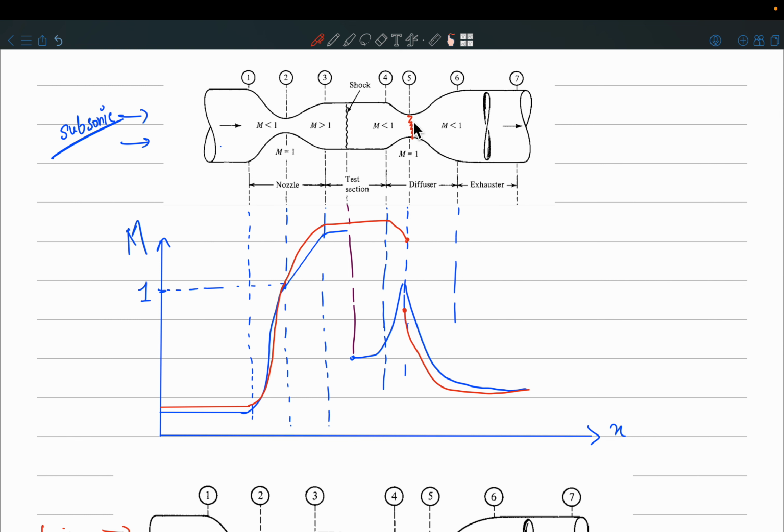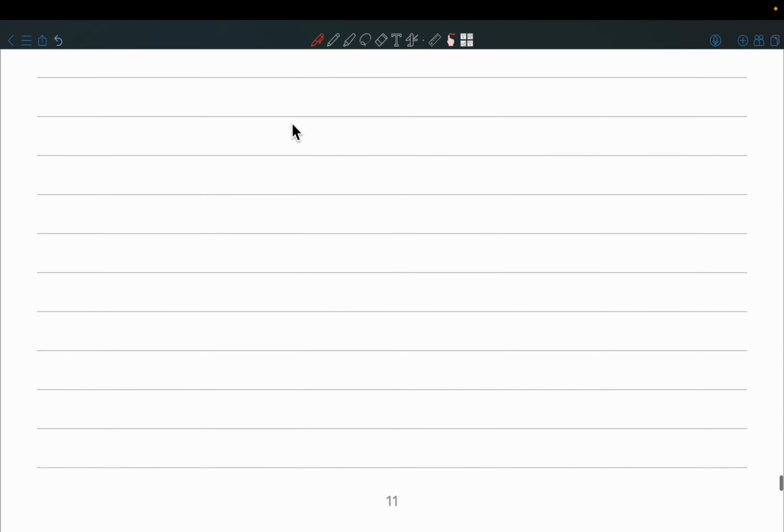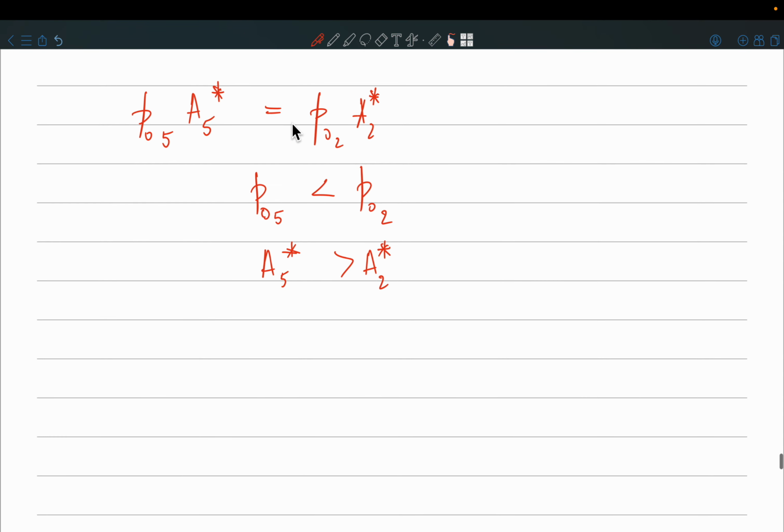Exactly. So we'll have a stronger normal shock and we will have more losses. So we would like to be very close to Mach equal to 1. That means this A2 star and A5 star is nothing but the A2 and A5 that I actually need. So A5 should be more than A2. So that is the first condition we have understood.